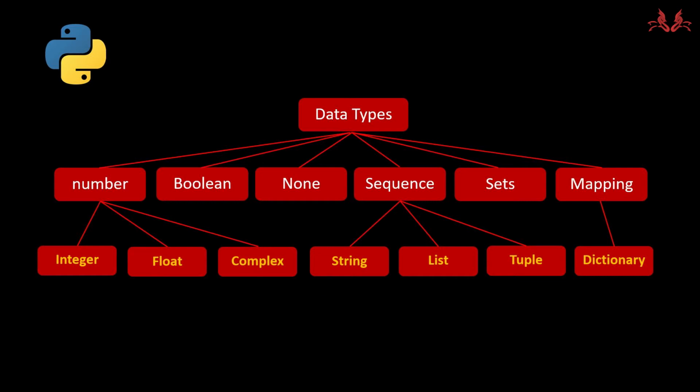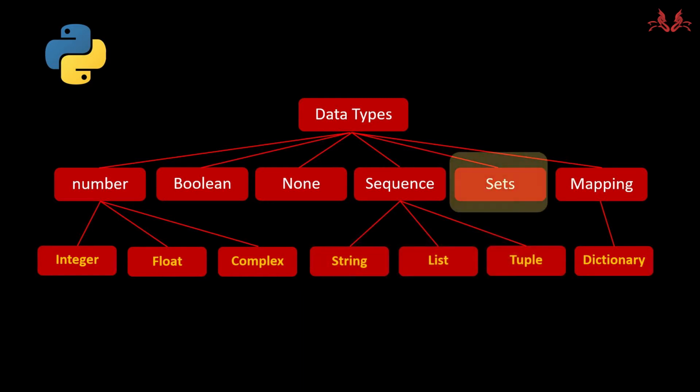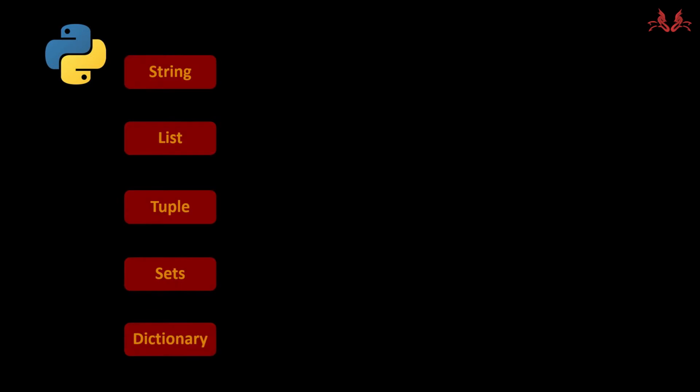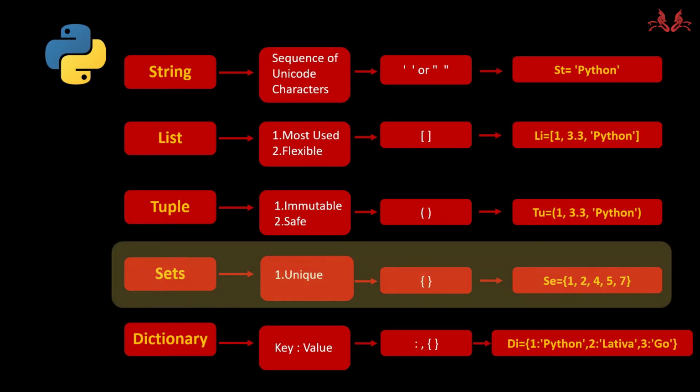In the previous video, we talked about string, list, and tuple of sequence. And this time, we're going to talk about sets. Before we demonstrate sets, let's take a look at the feature and expression of sets. The feature is that the elements in sets are unique, and we use curly brackets to represent it. See the following example. It is the expression of sets.